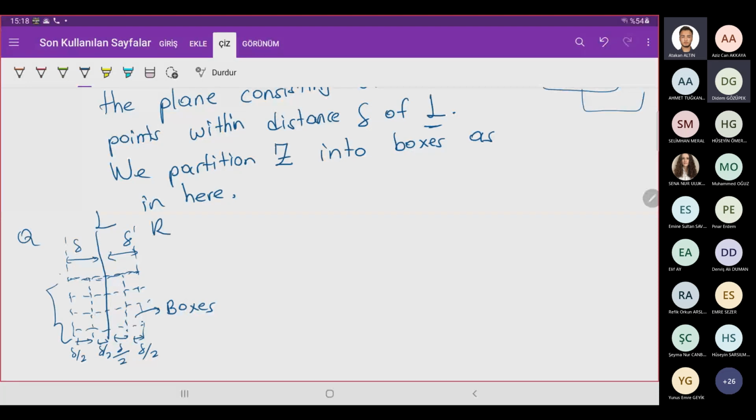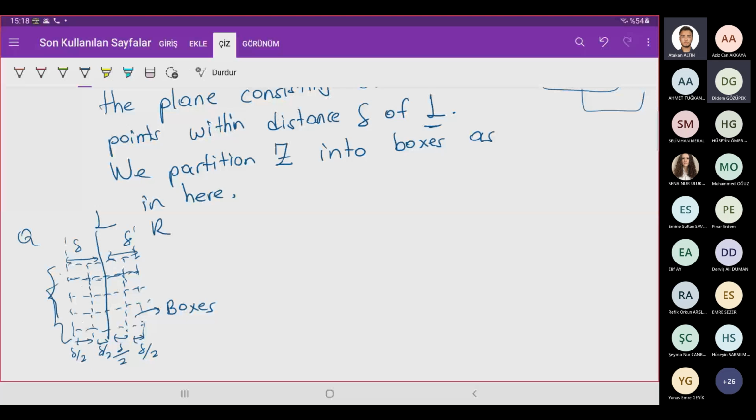1, 2, 3, 4, yes. Okay, this is the end. 16 squares, like this. I will prove that there is at most 1 point in each box. That's what I mean by there are not many points. At most 1 point in each box.